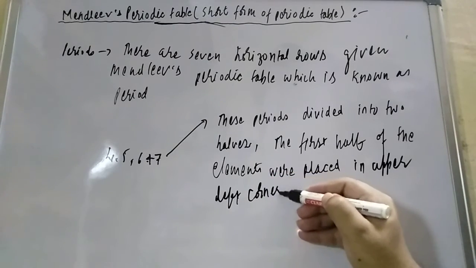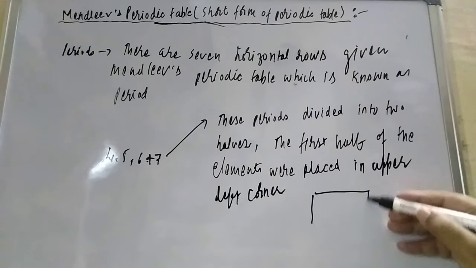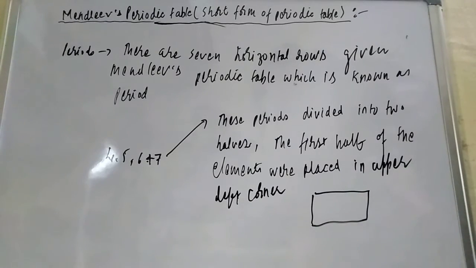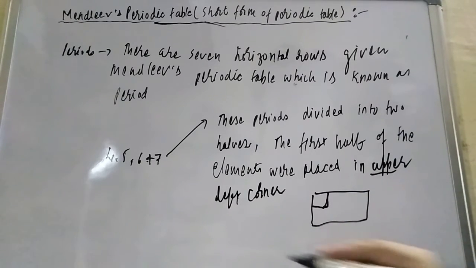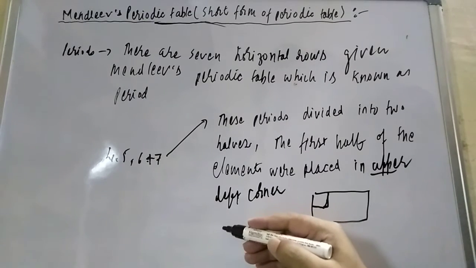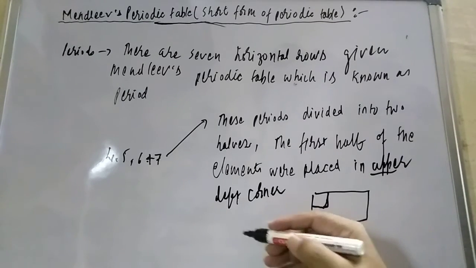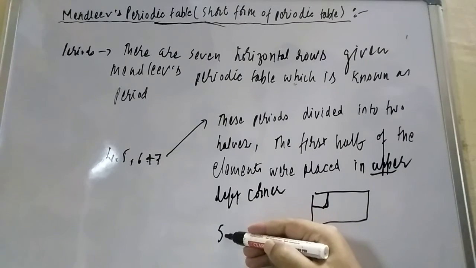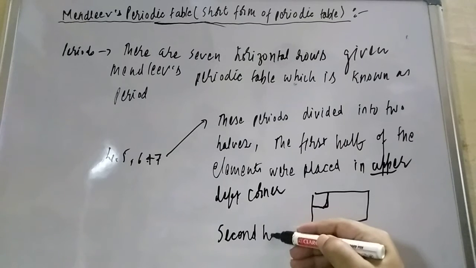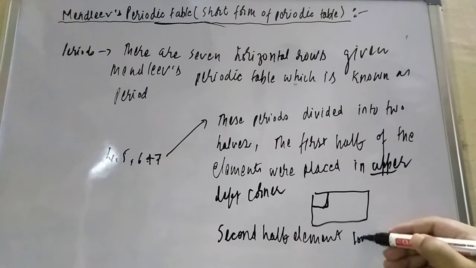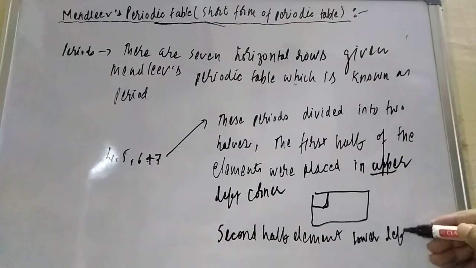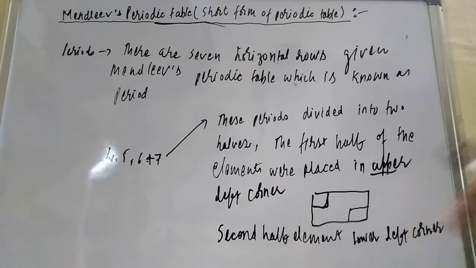Upper left corner means, student, if you talk about this one. So the first half, they are saying upper left corner. So this corner will be the first one, and that is the remaining half. If you talk about the second half, lower right corner. Second half elements, where will they be kept, student? Lower right corner. This is the lower right corner, there the elements are kept.